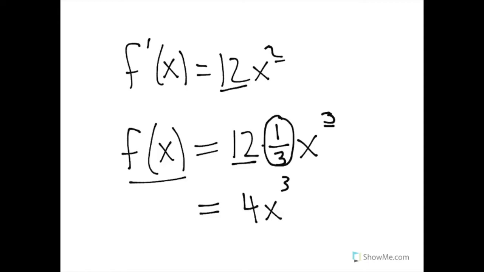By the way, you can always check your work. If this is supposed to be f of x, how do you find f prime of x? Well, you know how to do that. Go ahead and just do that. And finding the derivative of 4x to the third, does that give you the 12x squared that you started with? Yes, it does. So you can always check your antiderivative work by taking the derivative of your end result and seeing, is that what you had at the beginning that you started with?